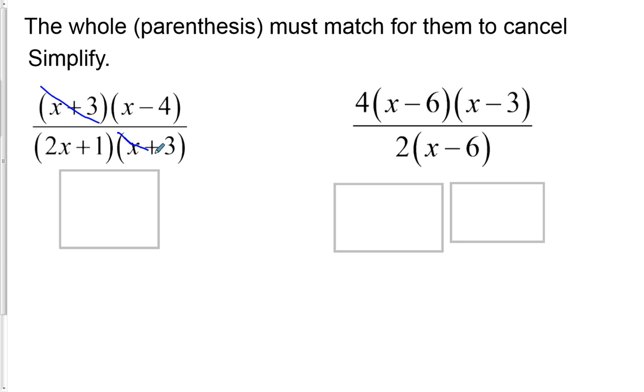These are the same, so they cancel, and then whatever's left over gets rewritten. So x minus 4 will be on top, 2x plus 1 on bottom. Now, a good question would be, what happened to your parentheses? Are you forgetting your parentheses?